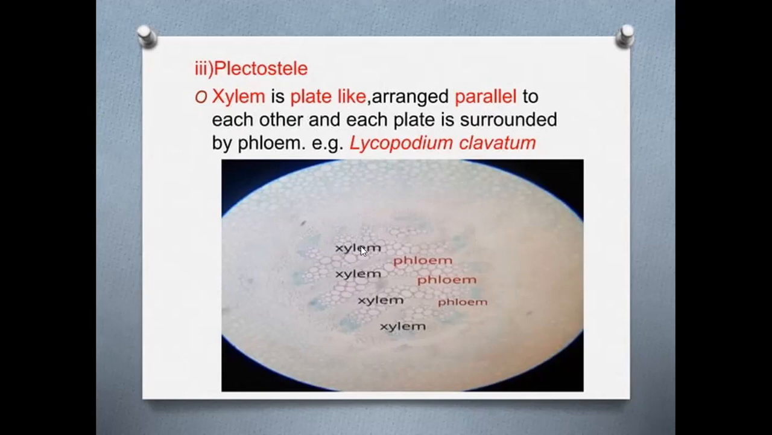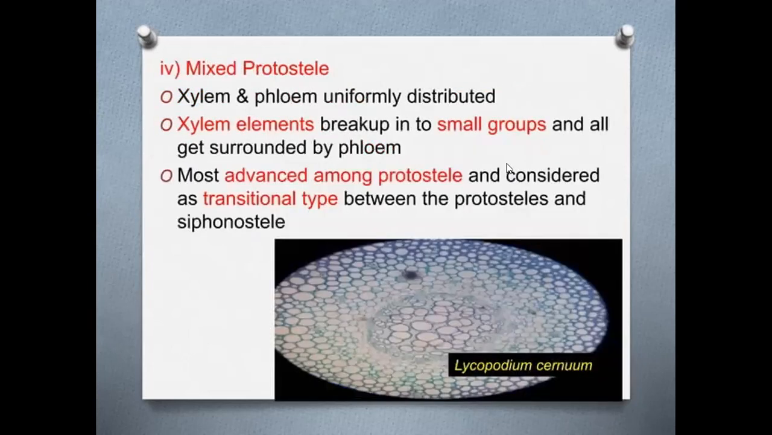Okay. So the xylem tissue, the xylem vessels here, they are arranged parallelly and in the form of the plates. And these plates are surrounded by the phloem. So this type of protostelic condition is referred to as plectostele. And the example is Lycopodium clavatum.